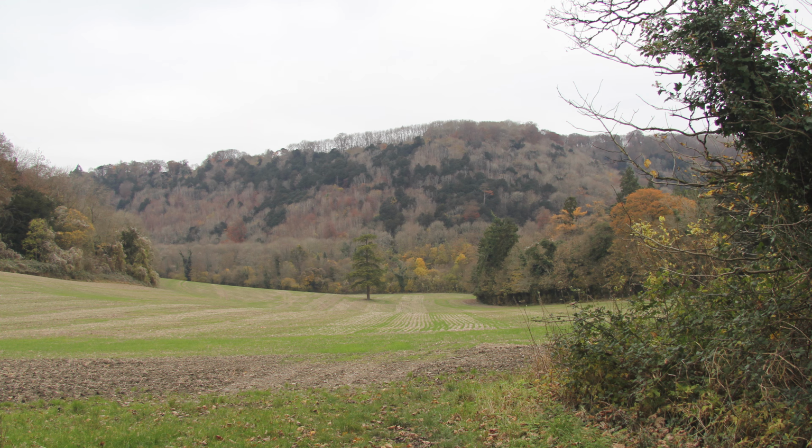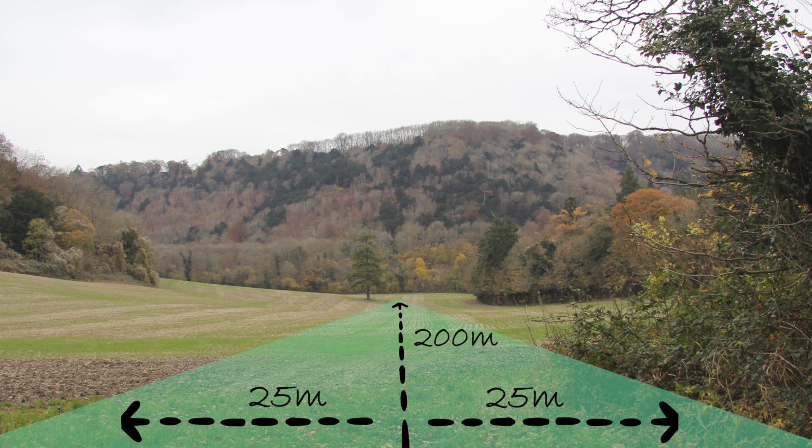Habitat recording will be covered in detail in a future video, but the general aim is to record the habitat for each 200 metre sector separately, and only for the 25 metres either side of your transect. In other words, in an imaginary rectangle which is 50 metres wide and 200 metres long.